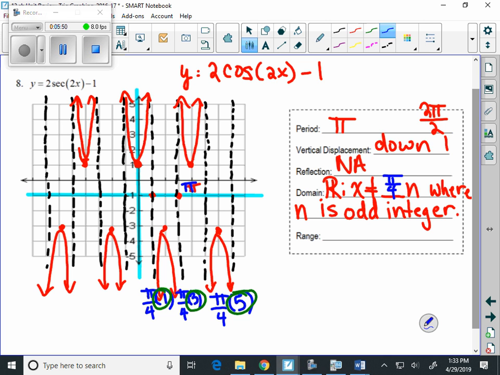and our range. Well, our range is negative infinity to negative 3. Remember, go from low to high, joined with 1 to infinity.